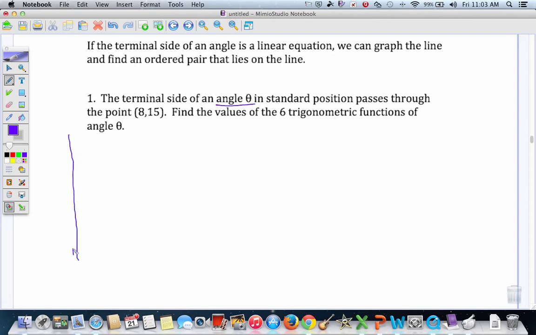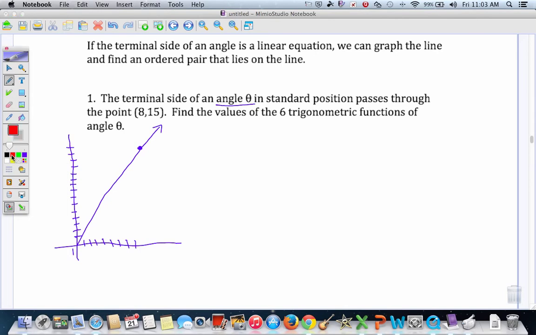I won't be very good at it here, but I'm going to try and sketch that point (8, 15). So 1, 2, 3, 4, 5, 6, 7, 8, and 1, 2, 3, 4, 5, 6, 7, 8, 9, 10, 11, 12, 13, 14, 15. So right there is the ordered pair on our terminal side. So our terminal side runs through that point.